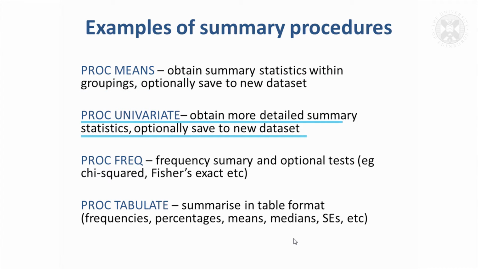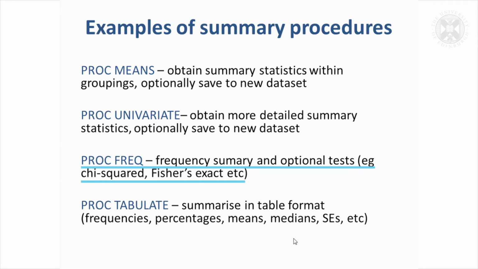PROC UNIVARIATE gives you more detailed summary statistics. You can get quantiles, confidence intervals, various other things from PROC UNIVARIATE. PROC FREQ is for getting out frequency summary statistics, and you can also do basic statistical tests such as the chi-squared test and Fisher's exact test with that procedure.